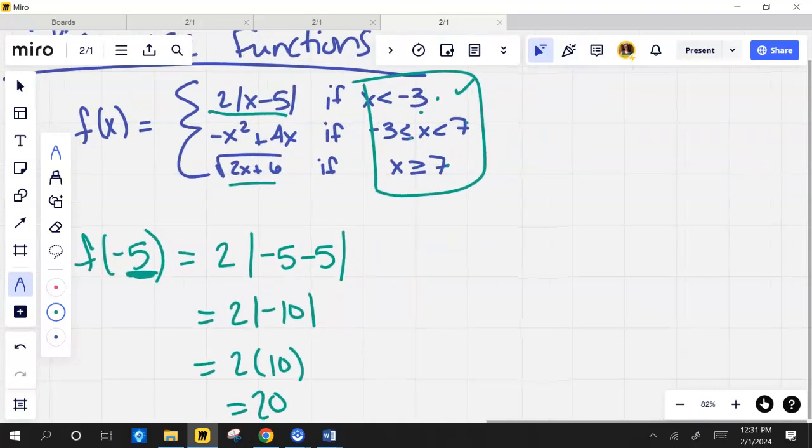How about if I asked you to find f of 2? Don't blurt it out. See if you can do it on your own.